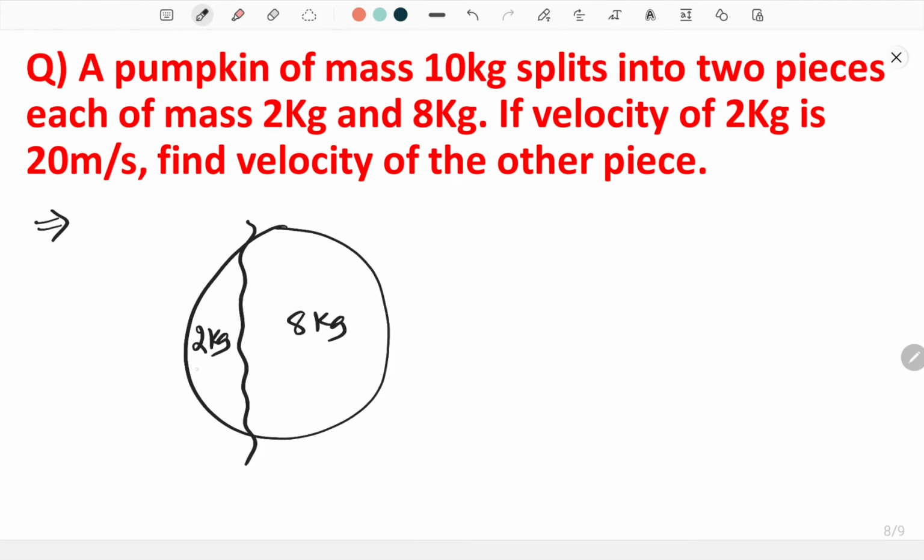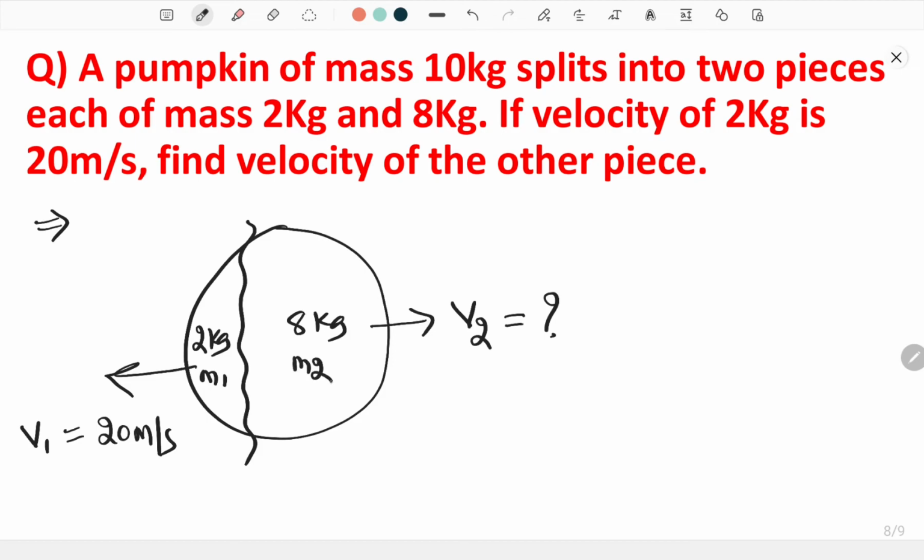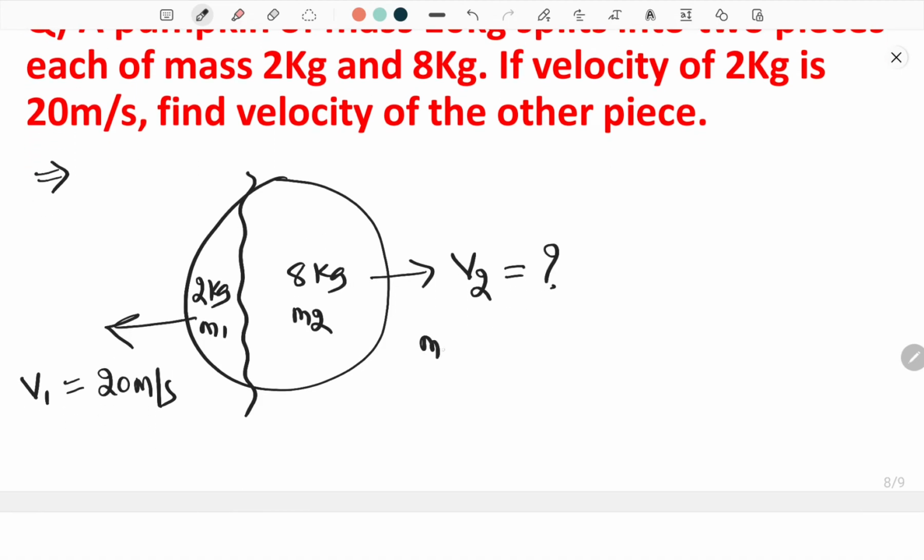Now this 2 kg piece is moving with a velocity of 20 meter per second, and they are asking about this other velocity. As this is the first piece, let me give this velocity as v1, and this is the second piece, so let me give velocity as v2. This is m1 and this is m2. You can write if you want. So m1 is equal to 2 kg, m2 is equal to 8 kg.